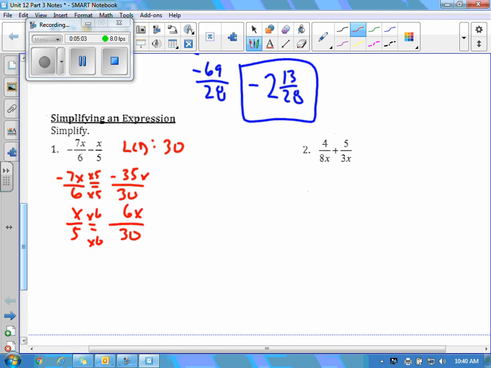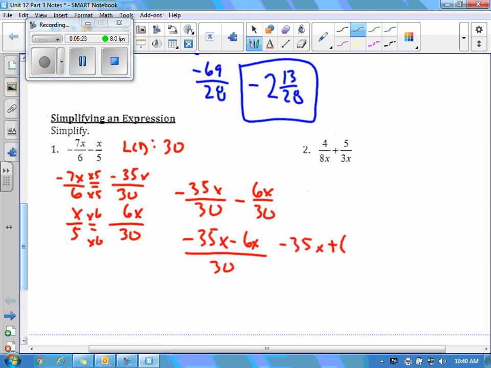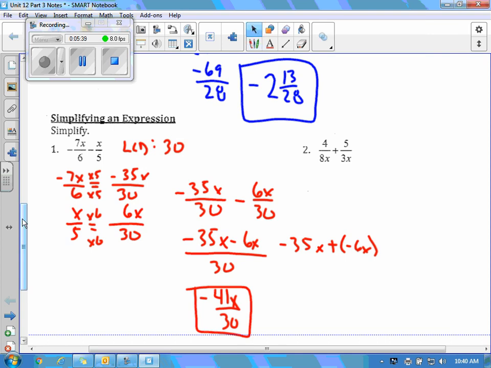So now I can write out my subtraction. I'll have negative 35x over 30 minus 6x over 30. Go ahead and write them. This goes in the numerator and 30 in the denominator. Again, if you want to rewrite this as plus negative 6x, that's totally up to you. When I simplify this, I'll get negative 41x over 30. And again, I leave it as an improper fraction because I have a variable involved. I do not change that. So go ahead and write this down. I'm going to erase it and give myself room for the other one.